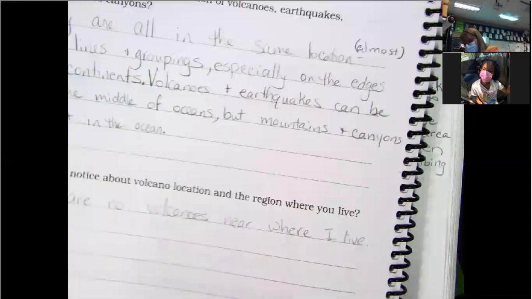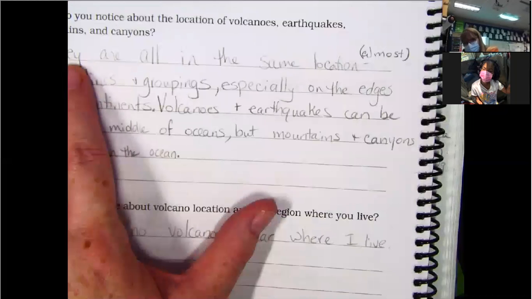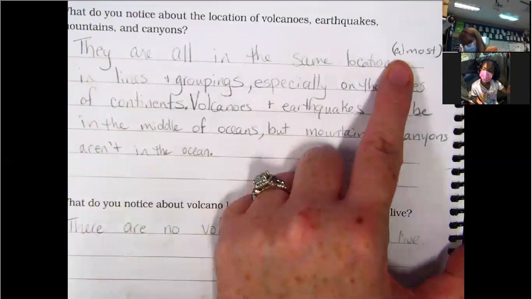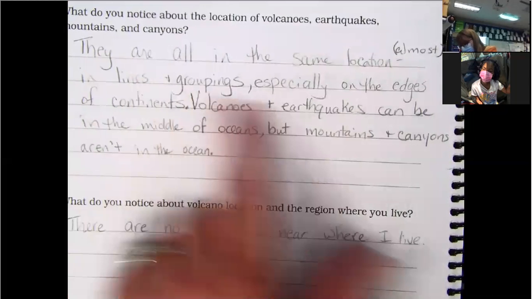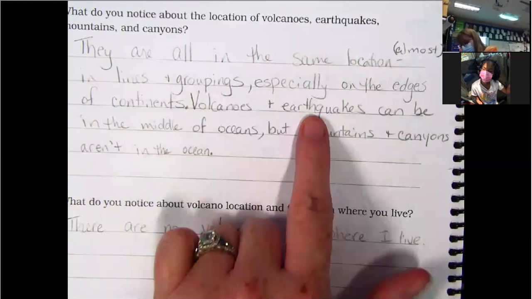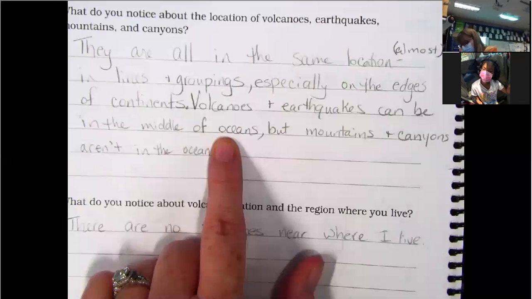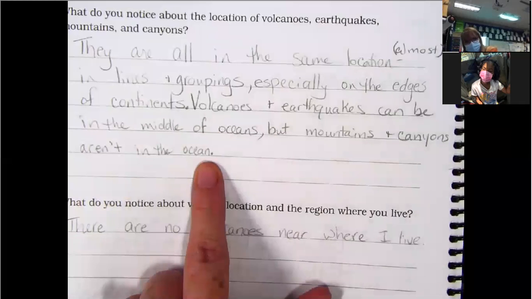So I wrote this statement, but it's not quite true. They're all in the same location almost. They are all in lines and groupings. They are all on the edges of continents. Volcanoes and earthquakes can be in the middle of oceans, but mountains and canyons aren't in the ocean, are they?